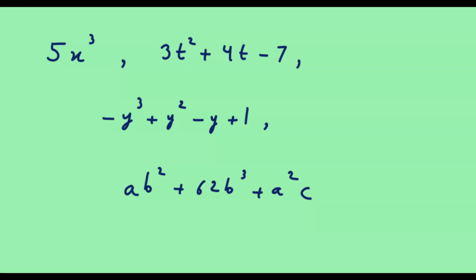Now note that in the first example, the only variable is x. So we call 5x cubed a polynomial in x. The next example has only one variable, which is t. So we call 3t squared plus 4t minus 7 a polynomial in t. For the next one, the only variable is y. So we call this a polynomial in y. And in the last one, we have three variables. We have the variable a, we also have the variable b, and we also have the variable c. So we call ab squared plus 62b cubed plus a squared c a polynomial in a, b, and c.